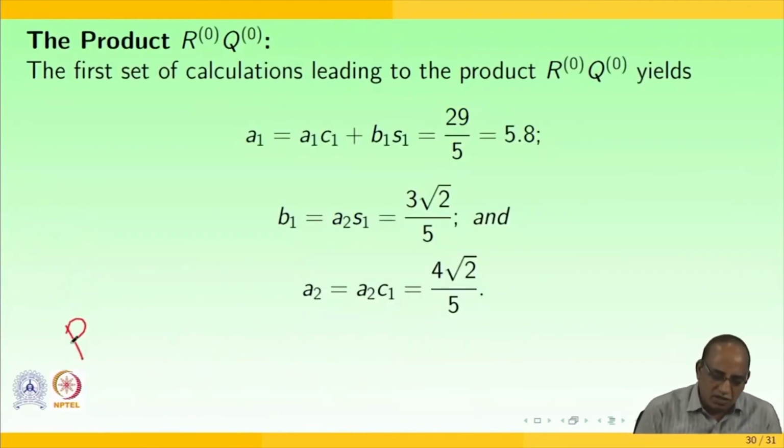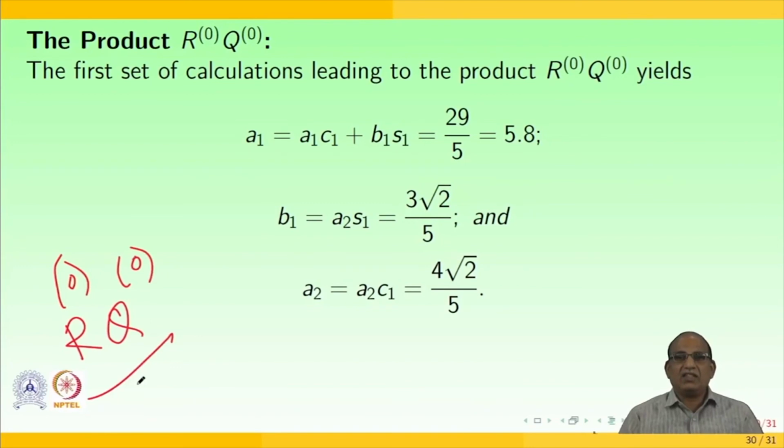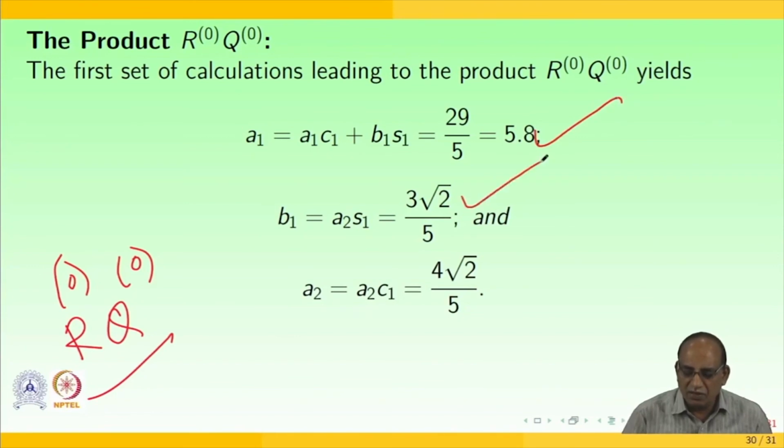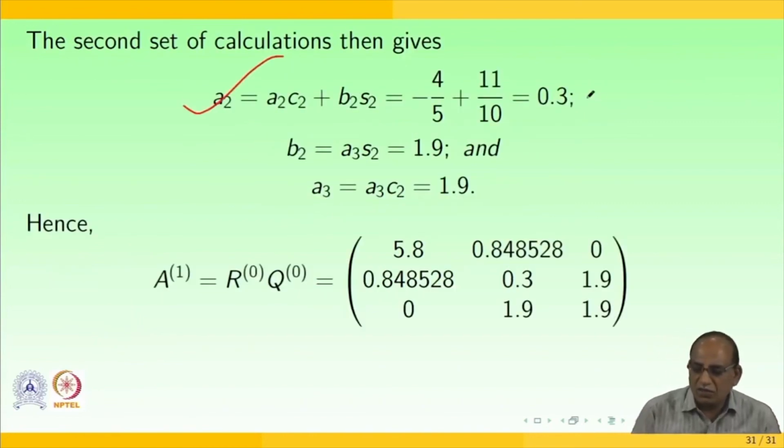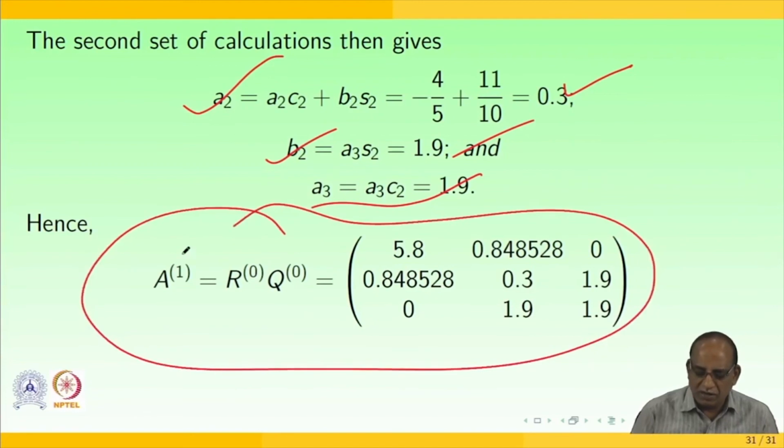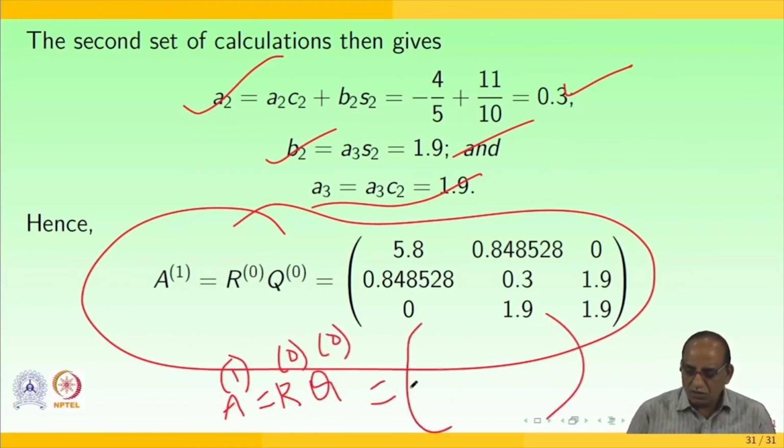The product R of 0 times Q of 0: the first set of calculations leading to the product yields A1 equal to this value and B1 equal to this value, A2 equal to this value. The second set of calculations then gives A2 equal to this 0.3, B2 equal to this, A3 equal to this, and ultimately you will end up with this matrix. So A of 1 is equal to R of 0 Q of 0, which is equal to this matrix: 5.8, 0.848528, 1, and so on.